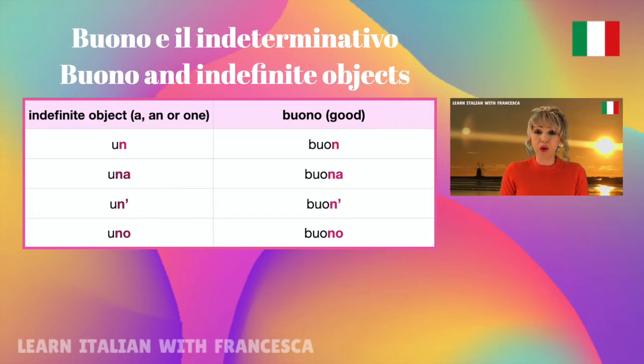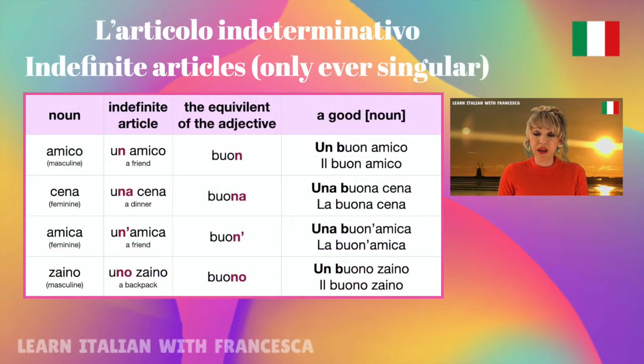Let's take a look at some more examples. In this table, in the first column, we have the nouns. Some examples. In the second column, you will see the indefinite article you would use in front of those nouns. In the third column, we have the correct equivalent of the adjective buono. Notice the highlighted endings. The endings of buono look exactly the same as the endings of the indefinite article. And in the fourth column, we have the full expression. A good and then the noun.